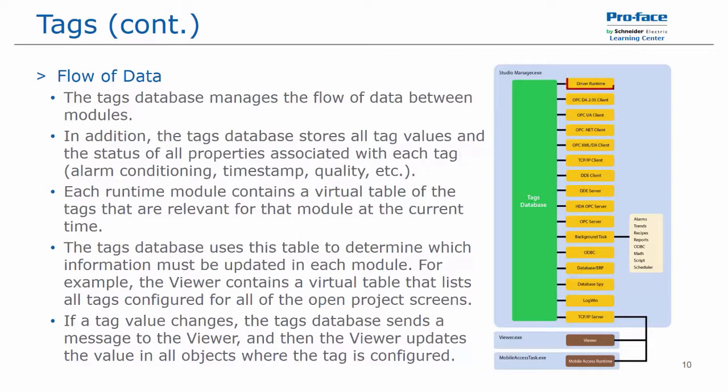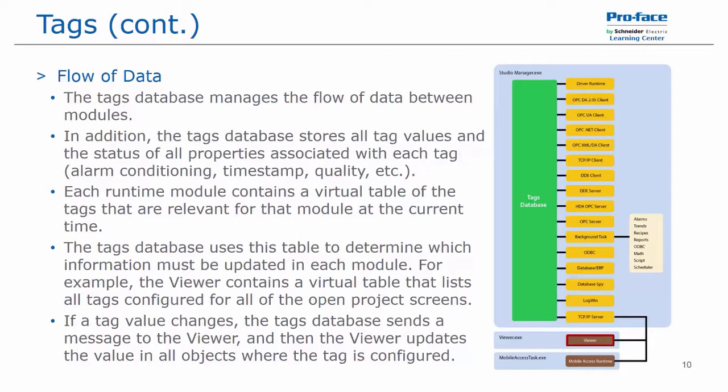That would come in through the driver runtime into the tags database for Studio Manager.exe. We would then send it through a background task through a script to validate the information and do whatever processing we need to do to it. It would then come back in through the background task to the database, and then out through the TCP/IP server task to the viewer.exe. It will then display it on the screen.